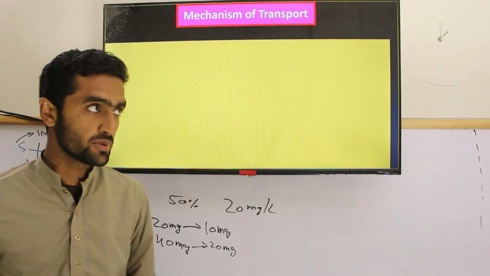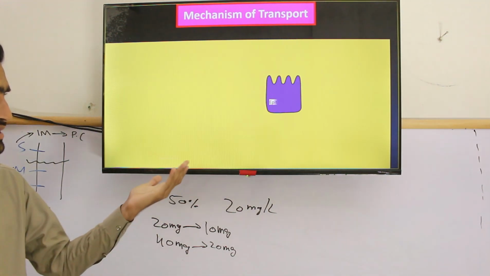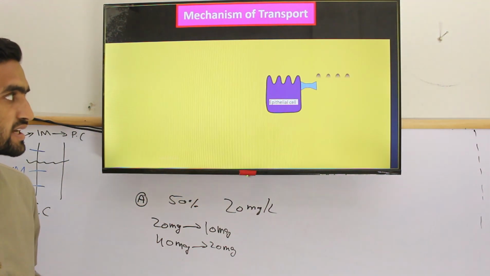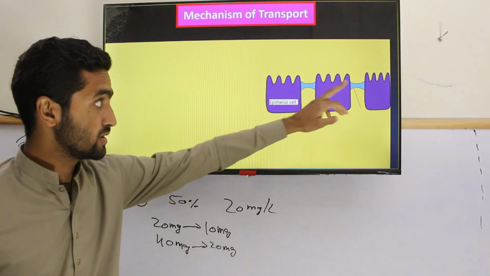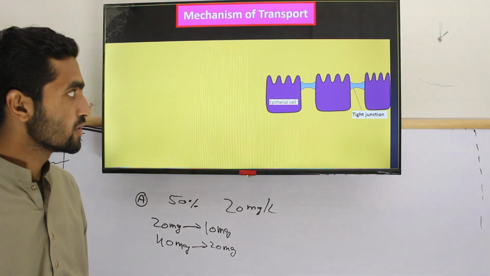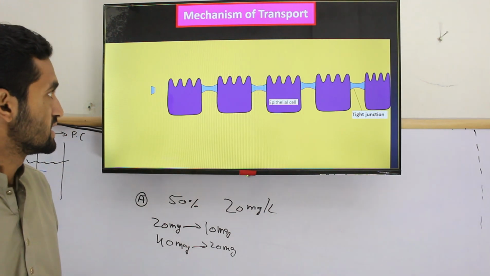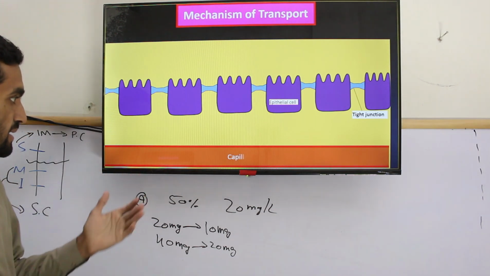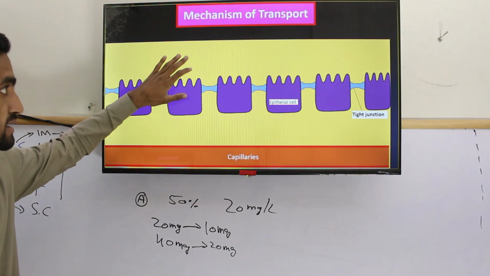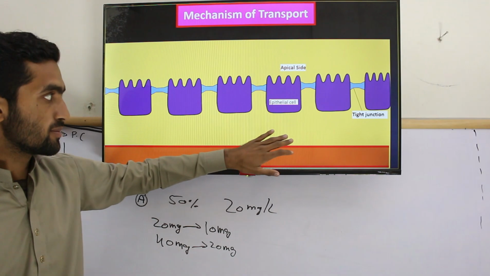Very straightforward. Now the mechanism of transport. These are just terminology. For example, the epithelial cells are connected by tight junctions, which you can see here. There are different mechanisms of transport. Here are the capillaries on this side. This is the apical side and this is the basolateral.